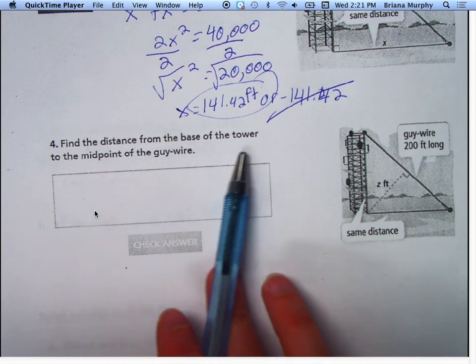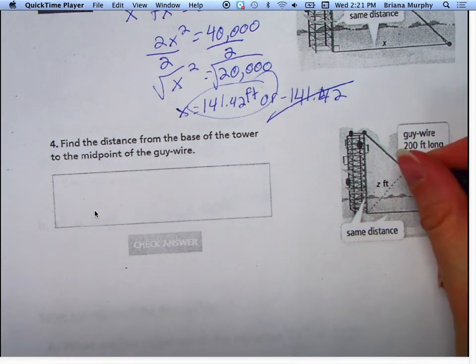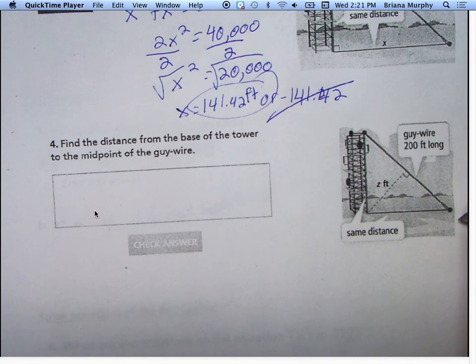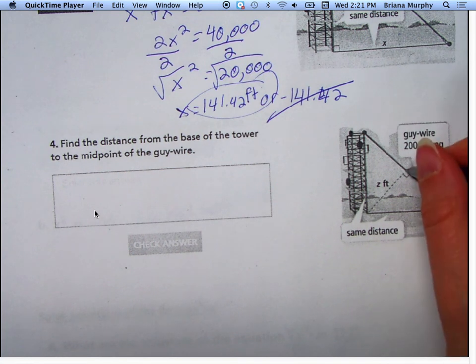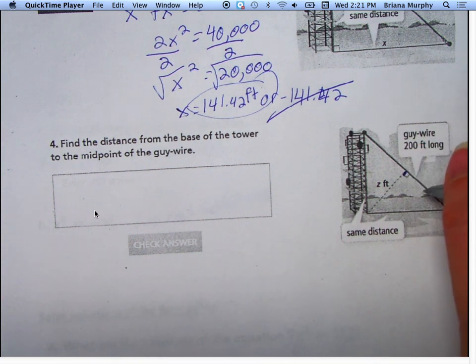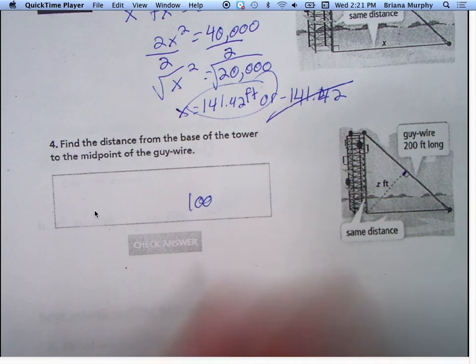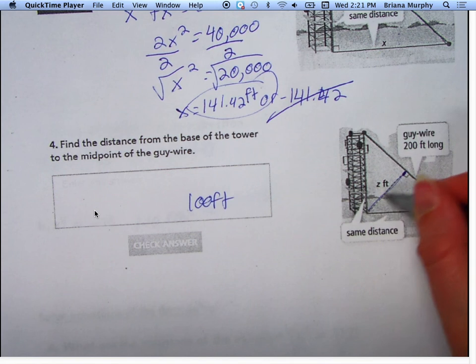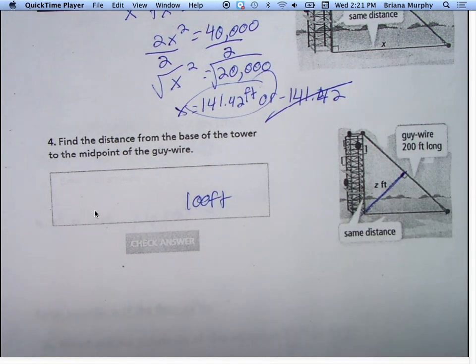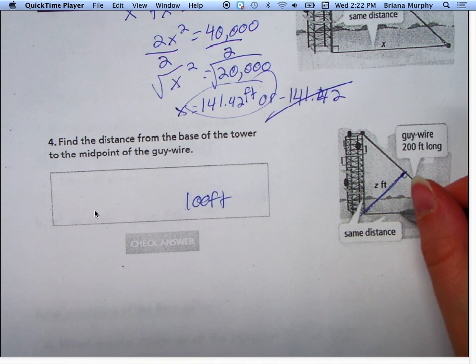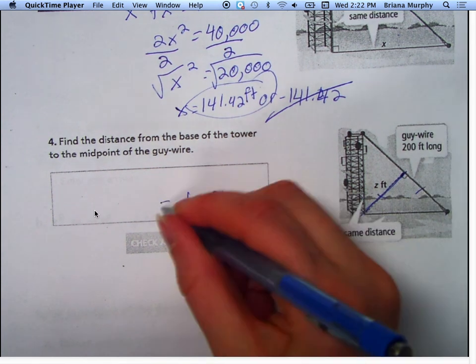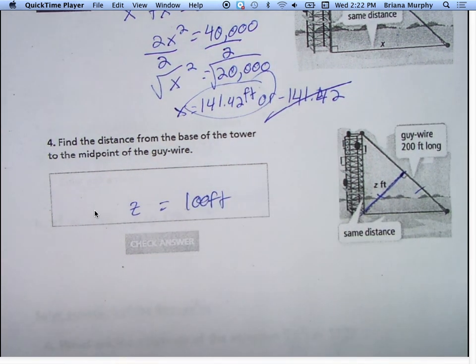We need to find the distance from the base of the wire to the midpoint. They want to know what z is. Okay, it's 100. No, they want to know this distance, right? It's the same because it is an equilateral triangle. Did you hear all the stuff that Grace said? Yeah, it's equal.